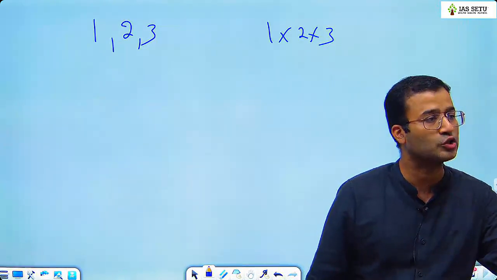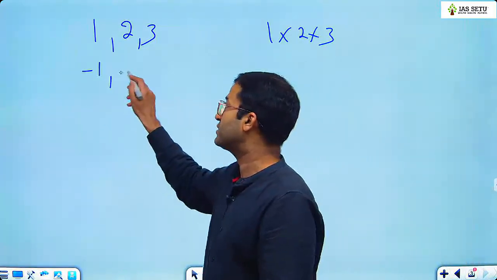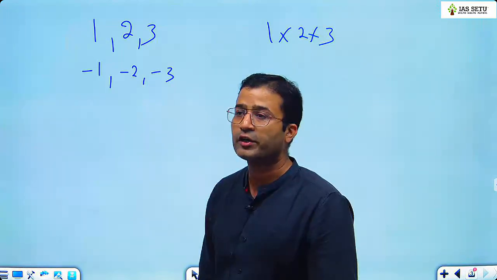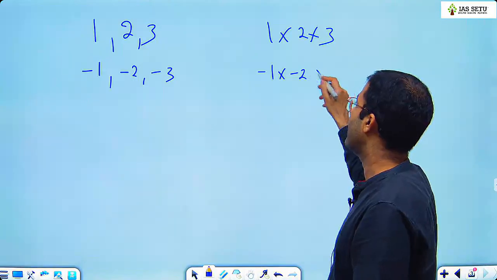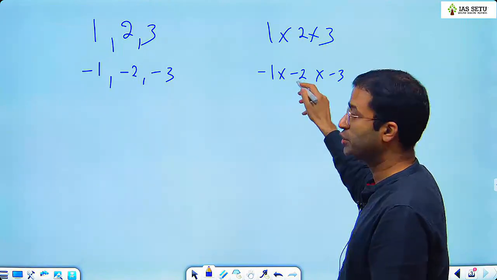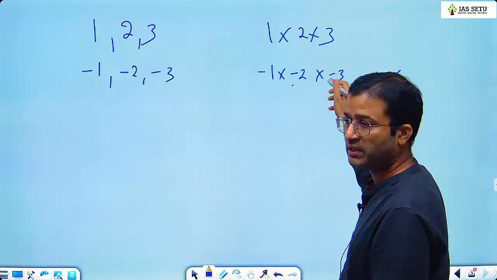-3, -2, -1, -1, -2, -3. When you take the total, you get -6. When you multiply -1 into -2 into -3, minus into minus is plus, plus into minus is minus. I think all of you know.